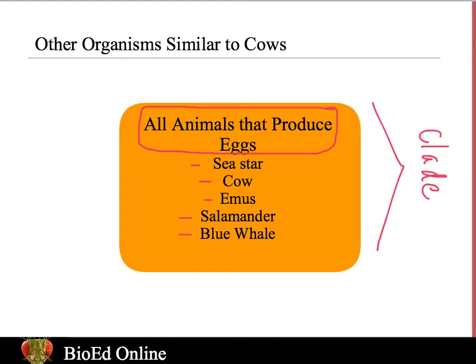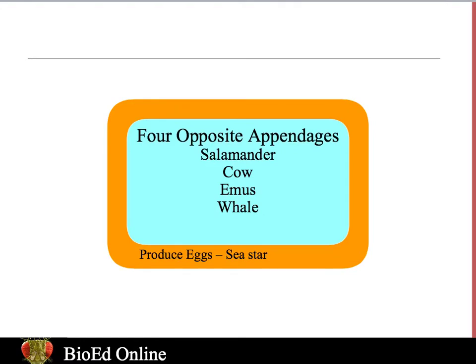Then we want to break it down into a smaller clade that excludes one of these organisms. So it's going to be another anatomical characterization. In this case, we're going to take 4 opposite appendages as our next clade. That clade leaves out the sea stars, because sea stars do not have 4 opposite appendages. They have many arms in many cases, and they're not opposite each other. But salamanders, cows, emus, and whales do have 4 opposite appendages. Whales have flippers that are opposite of each other. Emus have wings and legs that are opposite each other, and cows and salamanders have legs that are opposite each other. So now they're in a second clade.